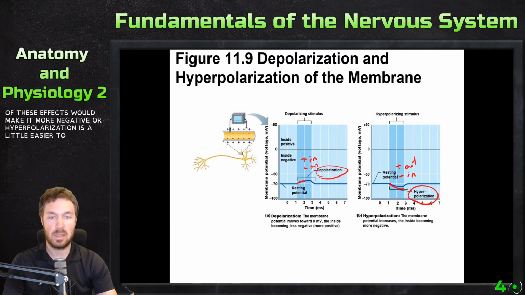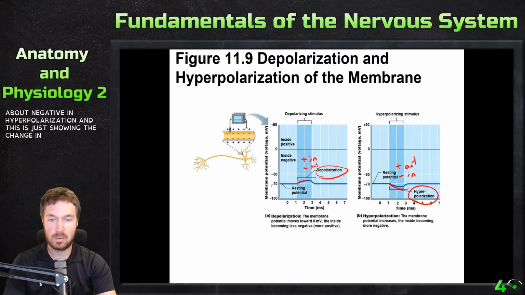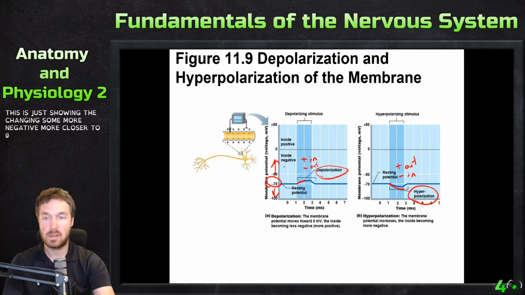So a little easier to see it on this graph here. So remember, positive in, negative out, depolarization. Positive out, negative in, hyperpolarization. And this is just showing the change in, so more negative, closer to 0, more positive.